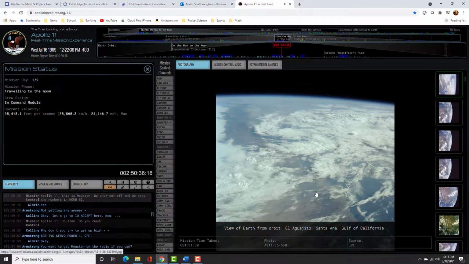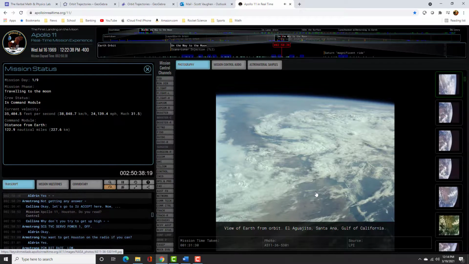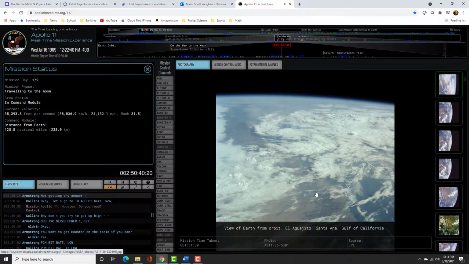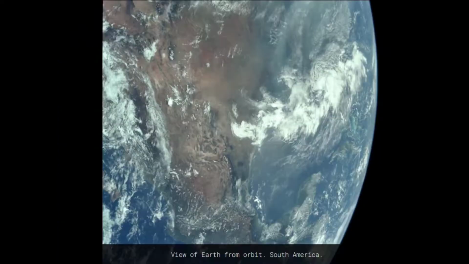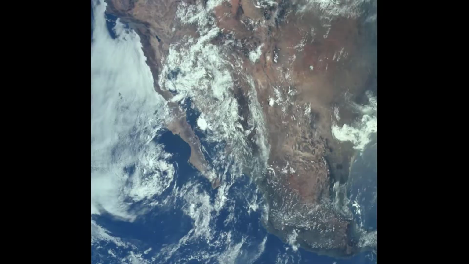Apollo 11, this is Houston. We show cutoff, and we copy the numbers on now 62. Houston, Apollo 11 inside and gave us a magnificent ride. All right, you're 11. We'll pass that on, and it certainly looks like you're well on your way now.